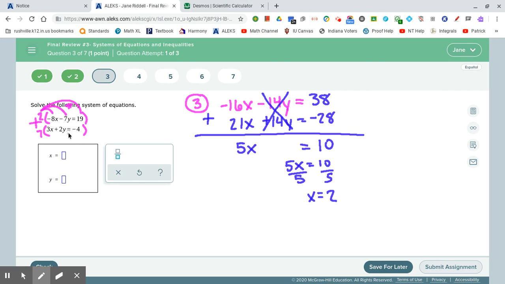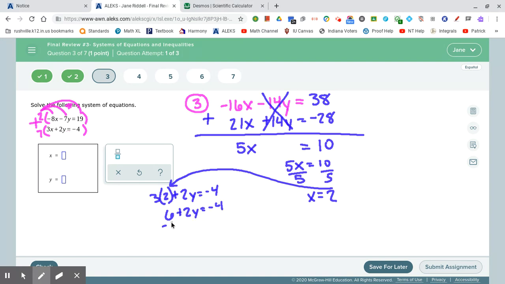Now go back to one of the original equations. I'm going to go back to 3x plus 2y equals negative 4. And now I'm going to erase x and replace it with 2, because we just said that x is 2. So 3 times 2 is going to give me 6, plus 2 times y is negative 4.